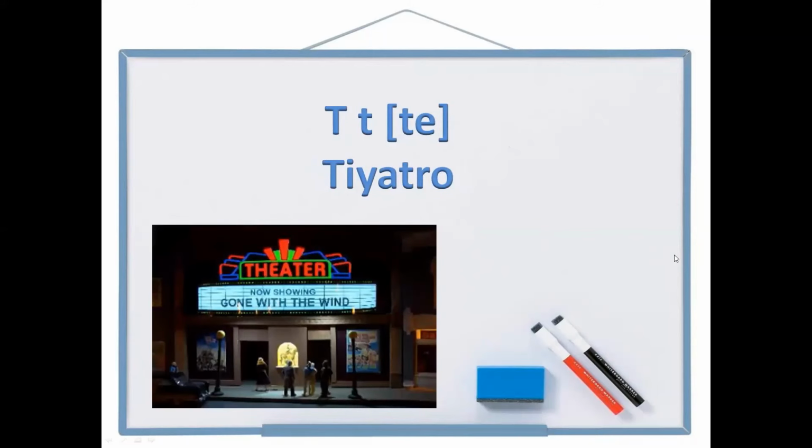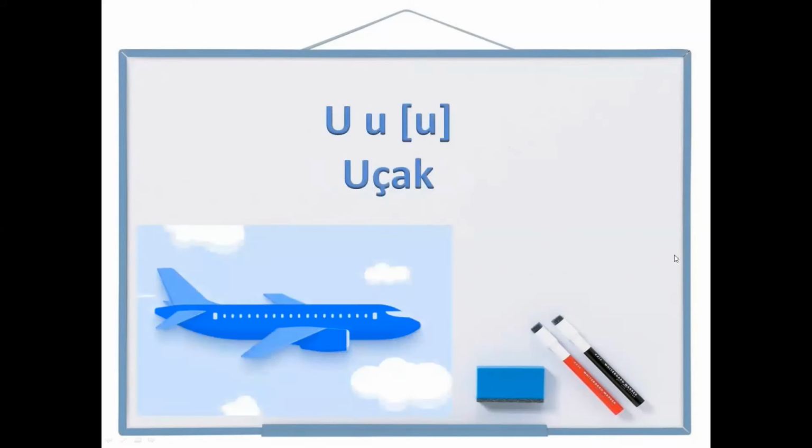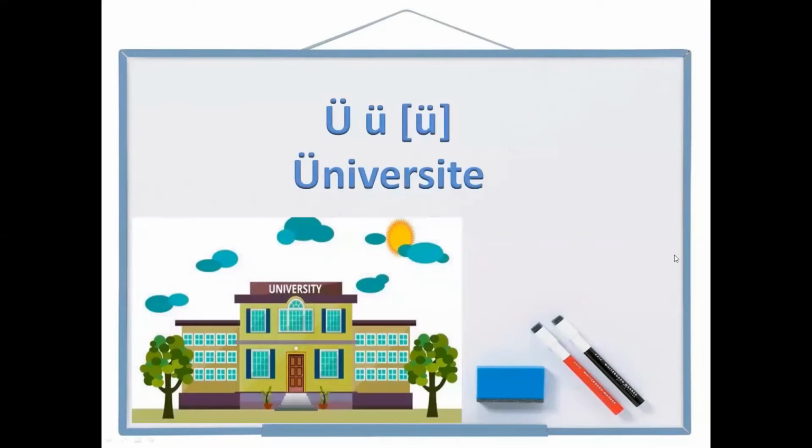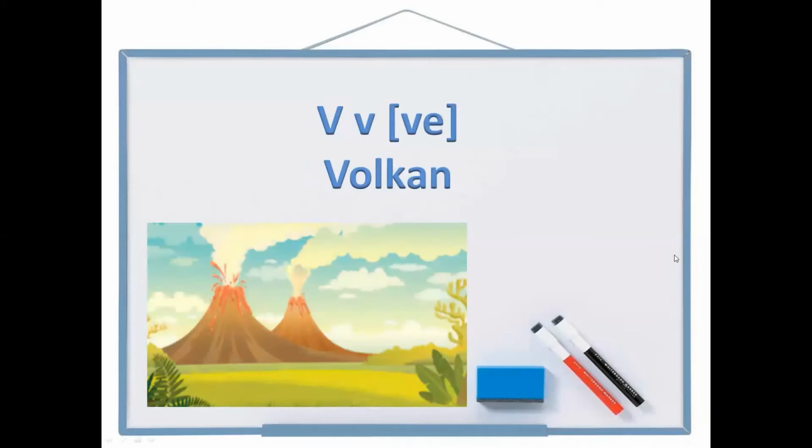And the next one is T. Tiyatro. T. Tiyatro. And the next one is U. Uçak. U. Uçak. And the next one is a thinner version of U with dots. Ü. Üniversite. Ü. Üniversite.